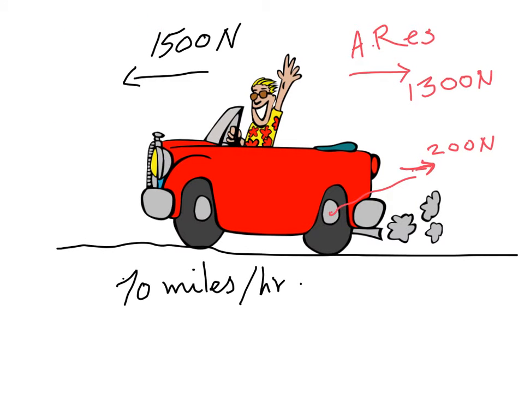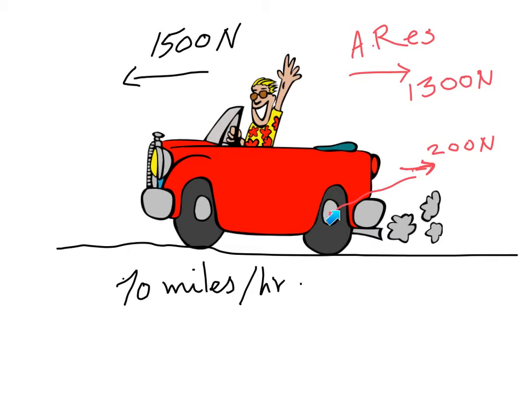So let's consider this guy who is driving this car with a forward force of the engine, 1500 newtons is the forward force of the engine. Now you have an air resistance of 1300 newtons. He is going pretty fast, so the air resistance has increased to this amount. So it's very close to this.